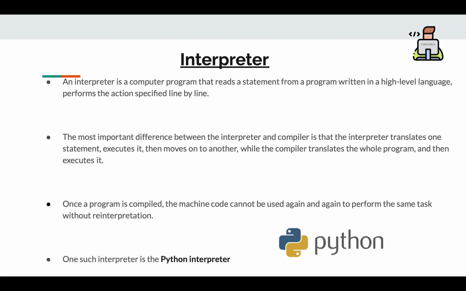An interpreter is a computer program that reads a statement from a program written in a high level language and performs the action specified line by line. The most important difference between the interpreter and a compiler is that the interpreter translates one statement, executes it, and then moves on to another, while the compiler translates the whole program and then executes it.